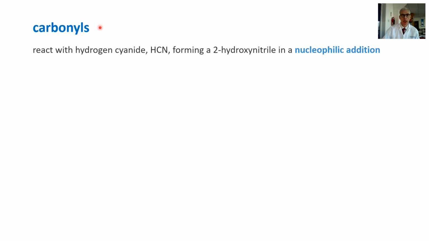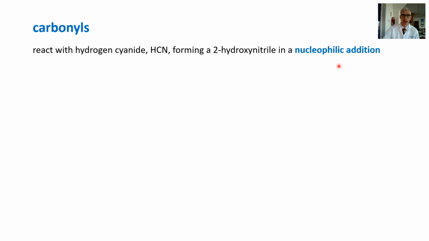So the second reaction of the cyanide ion that you will have met is the reaction with carbonyls, and we usually present it as a reaction of the carbonyl with hydrogen cyanide, forming a 2-hydroxynitrile in a nucleophilic addition. We will review the mechanism in due course.